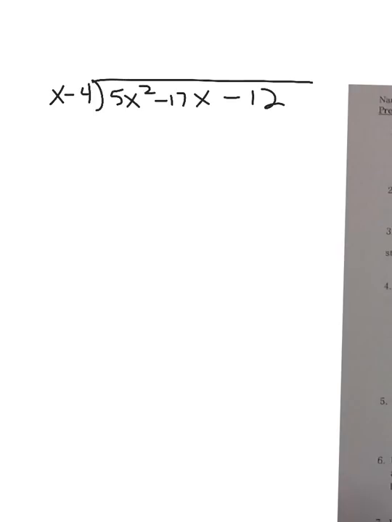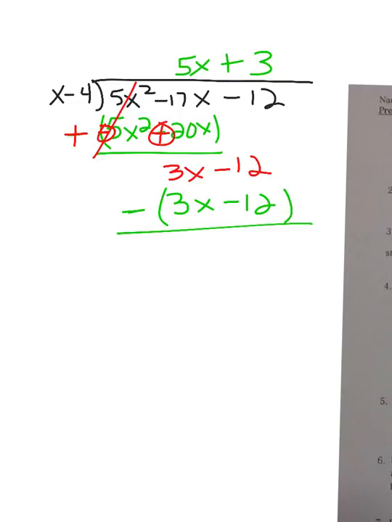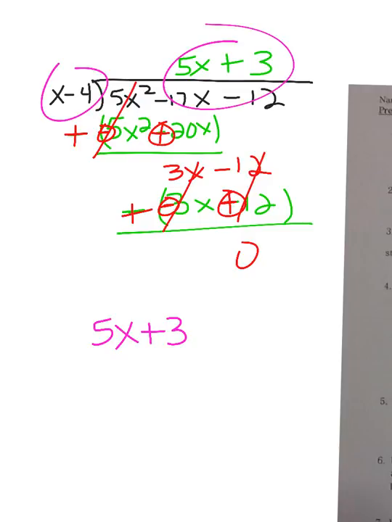Okay, so x times what gives me 5x squared? That's 5x. Multiply down, I get 5x squared minus 20x. And now we subtract. So this becomes plus, minus, plus in here. The 5x squared cancels, and I'm left with 3x, and then bring down the minus 12. x times what gives me 3x? That's positive 3. Multiply down, I get 3x minus 12. Now subtract. This becomes plus, minus, plus. Cancels, cancels. The remainder is 0. So my answer is 5x plus 3. And remember, when the remainder is 0, that means that these are factors.